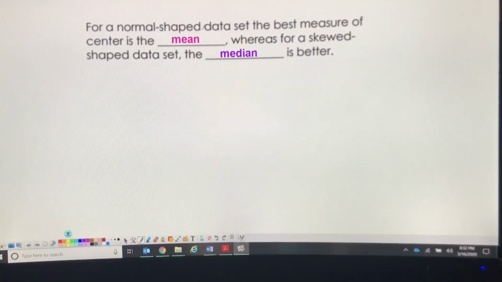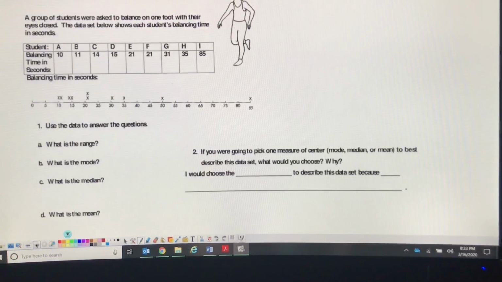For a normally shaped data set, your best measure of center is the mean, whereas for skewed data, the median is the best. Take a moment to pause the video at this point and work on this problem. When you are ready to come back, press play and we will discuss the answers.